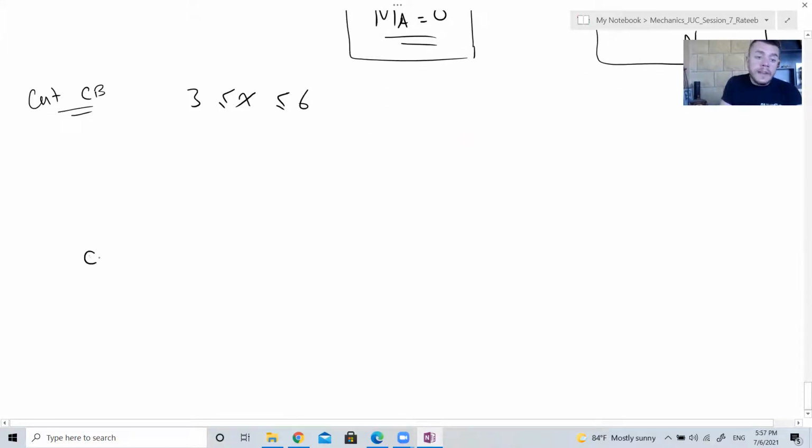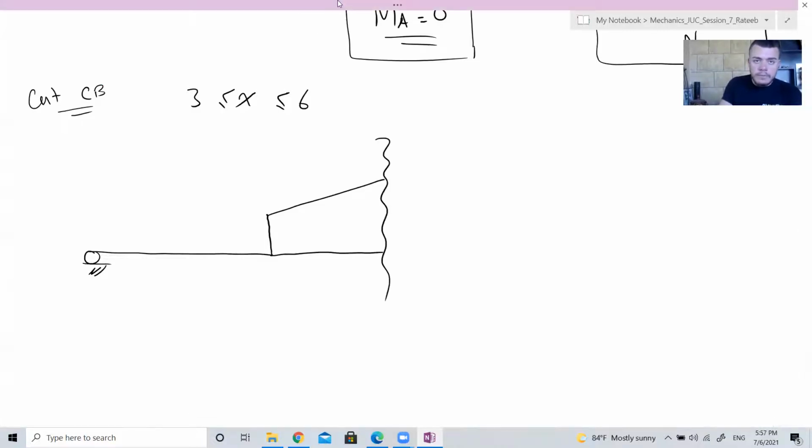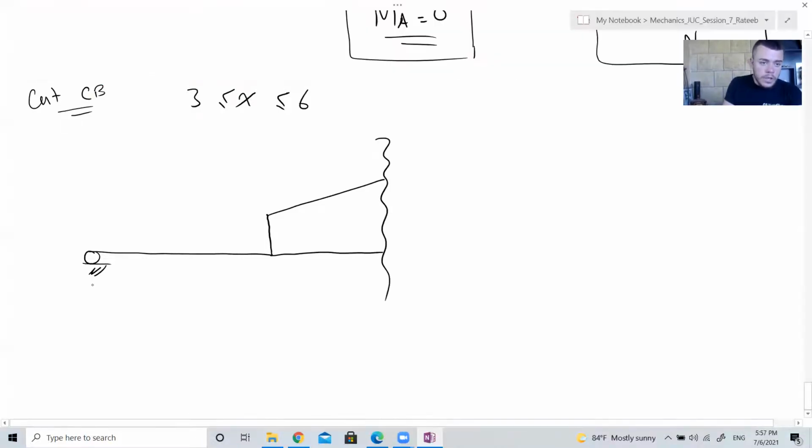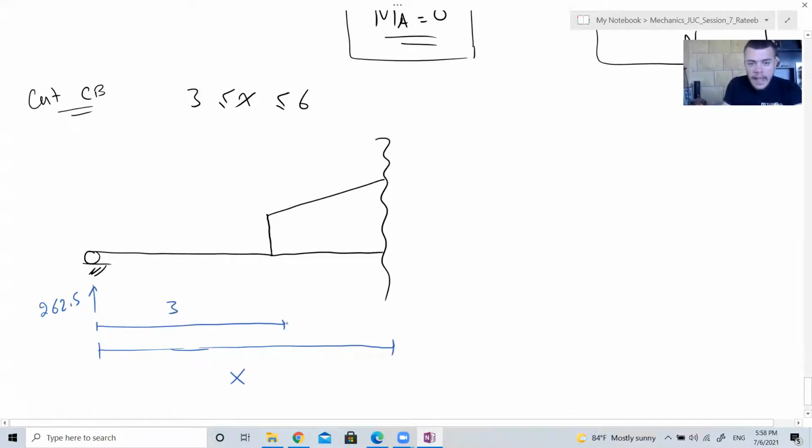Now this is very important. Focus with me. You have something like this and you're taking a cut here, right? This is 262.5. This would be your x. This distance is 3. And if this is x and this is 3, what's this distance from here to here? x minus 3. Right, it's x minus 3.